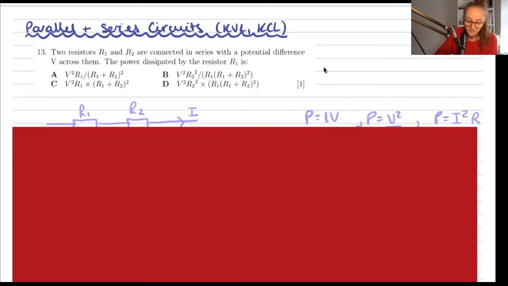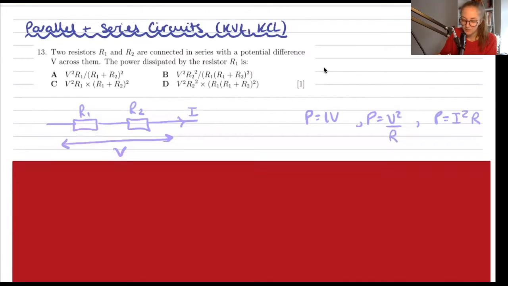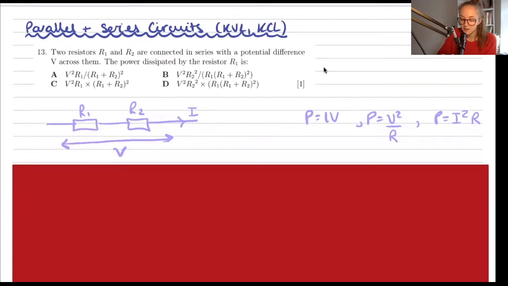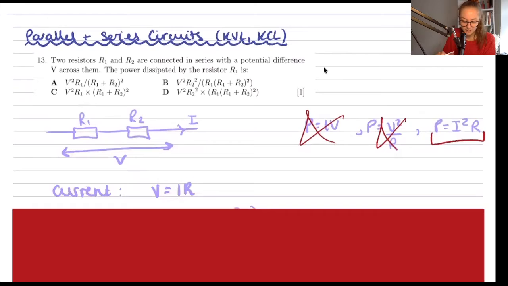So the first step that I did was write out the equations for power. We have P equals IV, which we're not going to use because we don't know what V is. P is V squared over R, which we're not going to use because, again, we don't know what V is. So that leaves us with P equals I squared R. But that means that we need an expression for I.